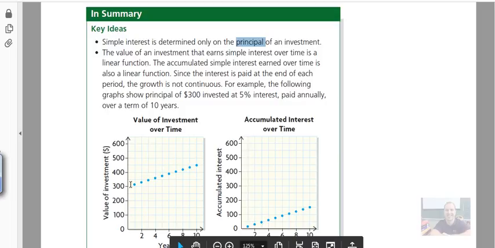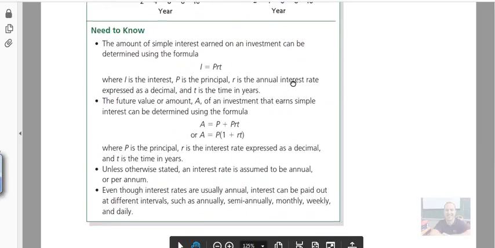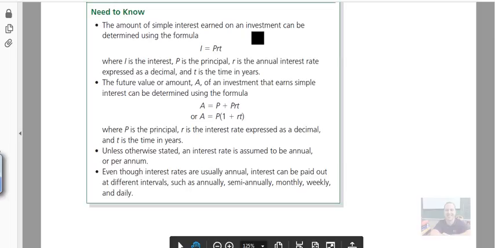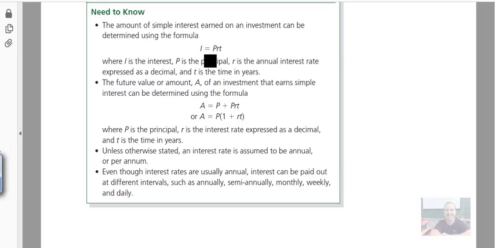Okay? So this is the value of an investment, so your principal would be right about here, and then it keeps growing, right? Total investment, the future value. This is the interest alone. So you've got no interest when you first start, and then you've got a little bit, and then you've got more, and so on. So it's a linear function. The amount of simple interest earned is capital I equals PRT, the principal times the rate times the time. Here's the future value, A equals P plus PRT.